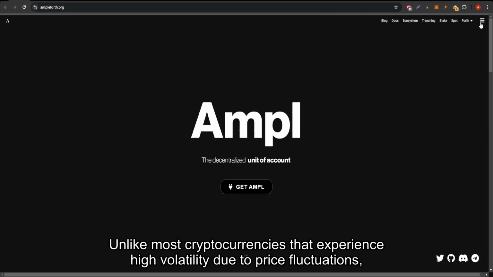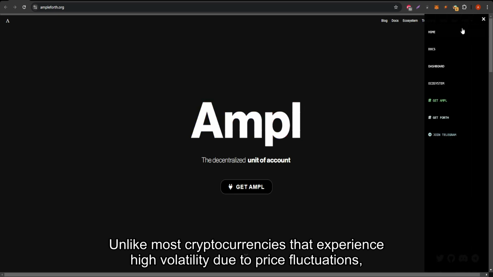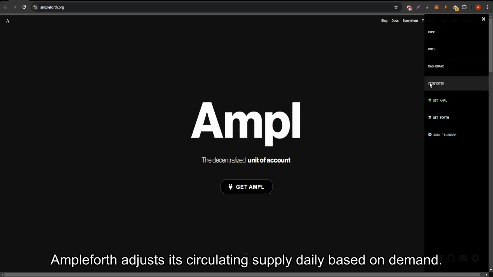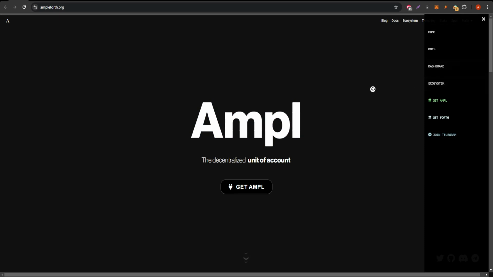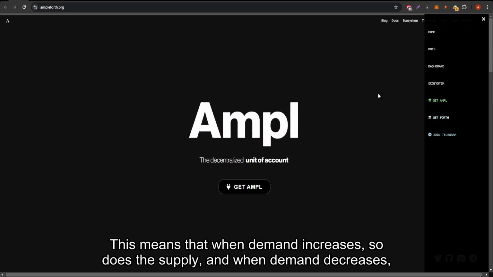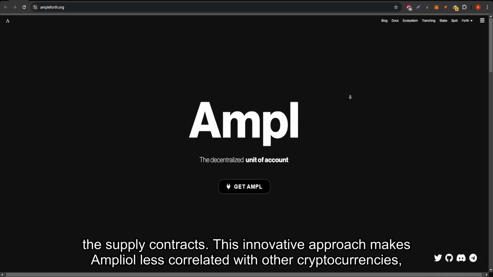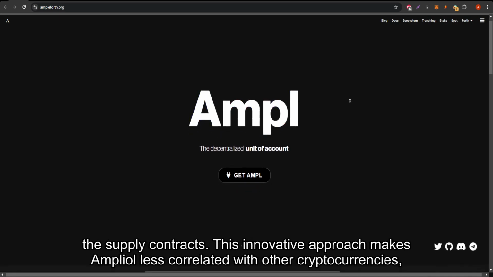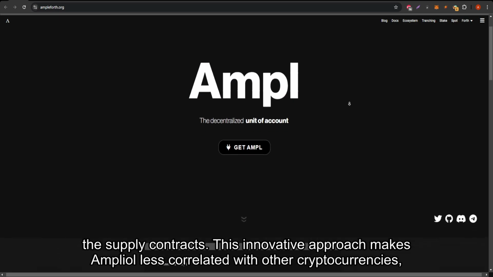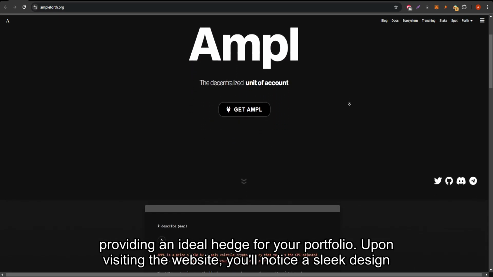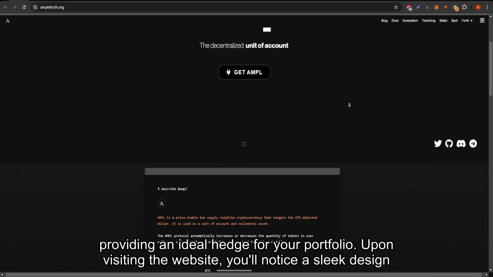Unlike most cryptocurrencies that experience high volatility due to price fluctuations, Ampleforth adjusts its circulating supply daily based on demand. This means that when demand increases, so does the supply, and when demand decreases, the supply contracts. This innovative approach makes AMPL less correlated with other cryptocurrencies, providing an ideal hedge for your portfolio.